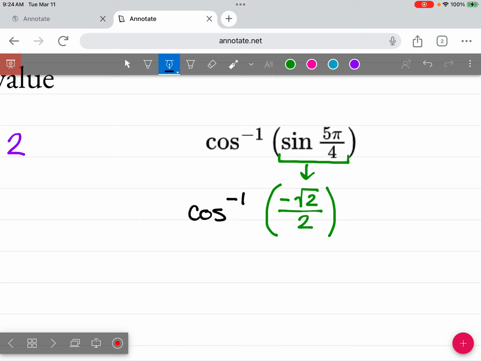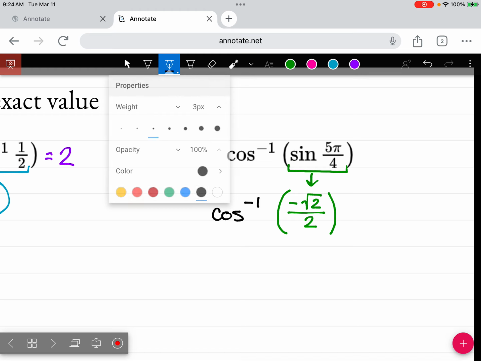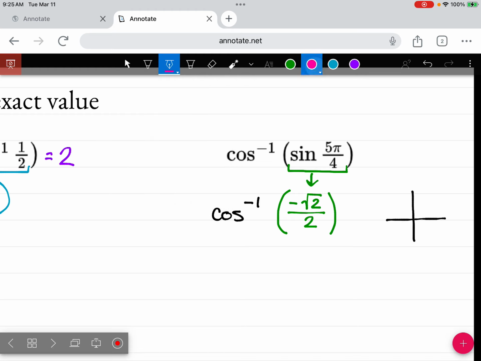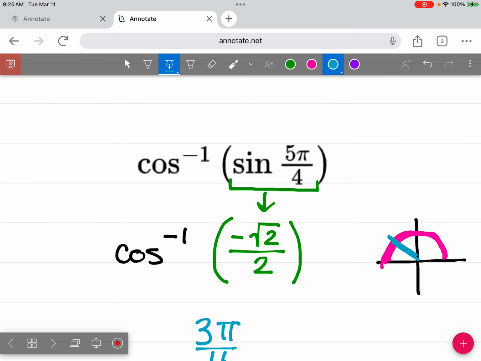All right, so now we should be finding our inverse cosine of negative root 2 over 2. When we think about inverse cosine, we're thinking about the top half of our unit circle. Cosine, we're looking up here. So which angle in this portion of the circle has a cosine of negative root 2 over 2? Well, that's going to be this one over here, which is 3 pi over 4. So inverse cosine of sine of 5 pi over 4 equals 3 pi over 4.